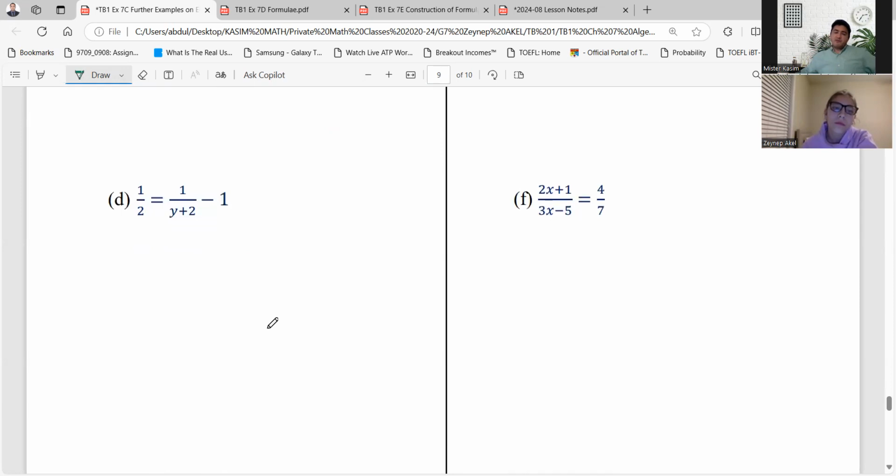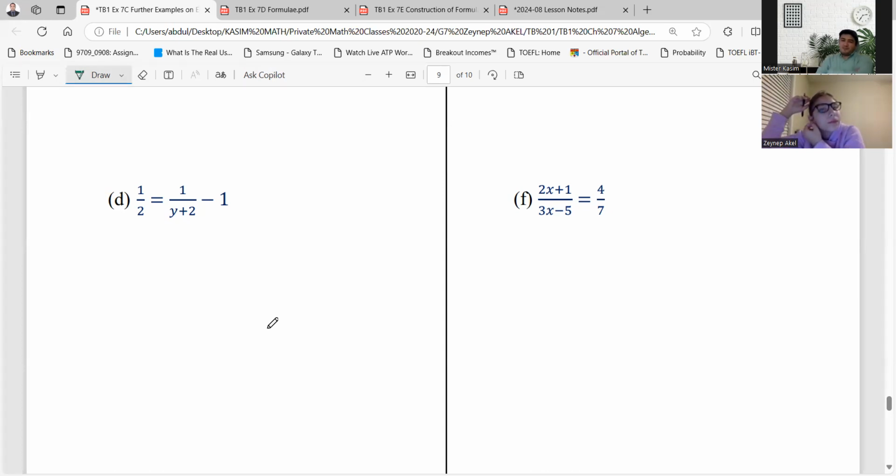Okay. Now question D. A little bit different, but again, same idea. Move negative 1 to the left-hand side, and after that, cross multiply. Wait, which question am I doing? D. Okay. Wait, so how did you say I had to solve it?